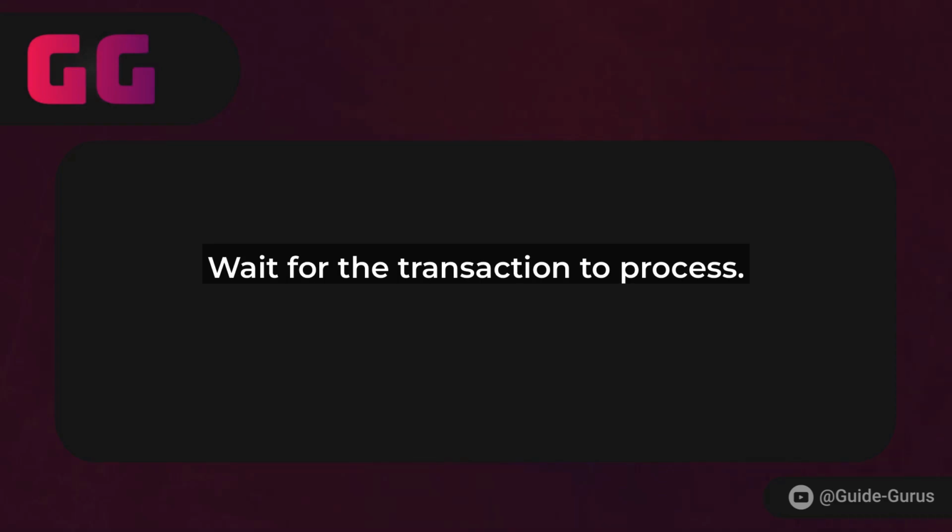And there you have it. You've successfully withdrawn USDT from KuCoin to Coinbase.